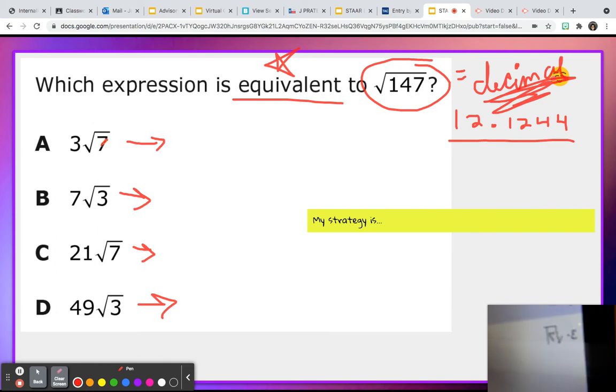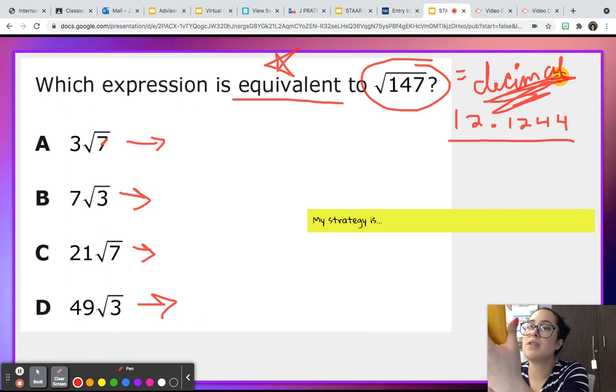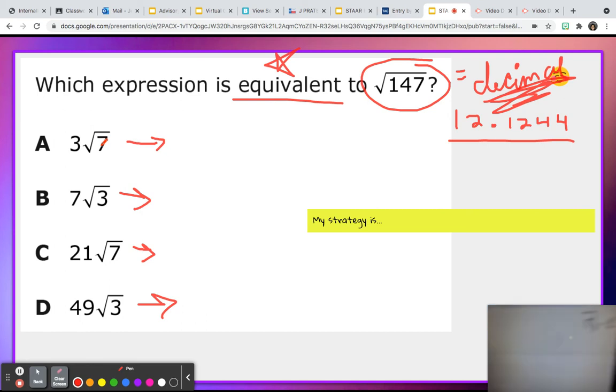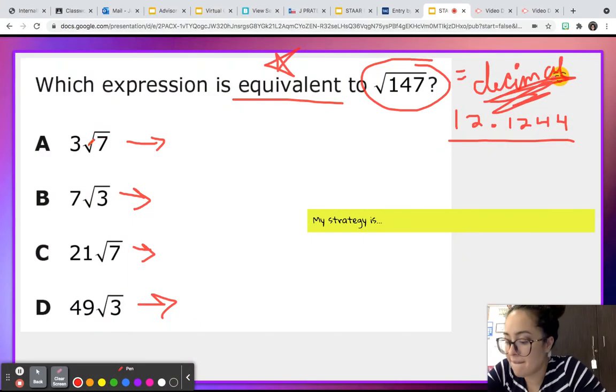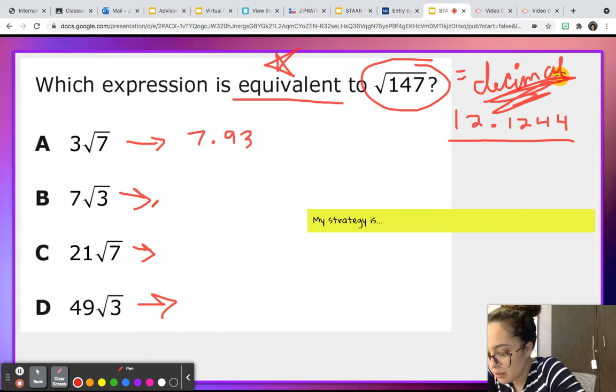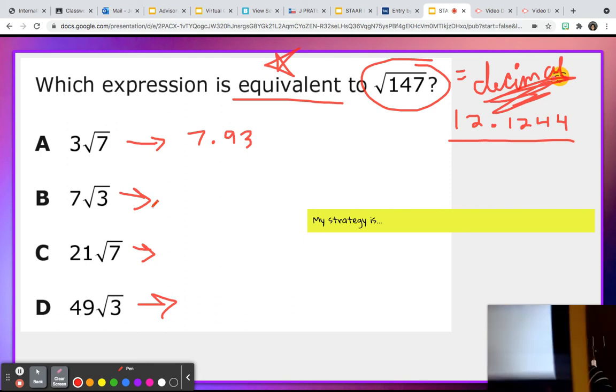3 times the square root of 7. I'll press enter, and I get a value of 7.93. Okay, now I'm going to do 7 times the square root of 3. I think I found it.